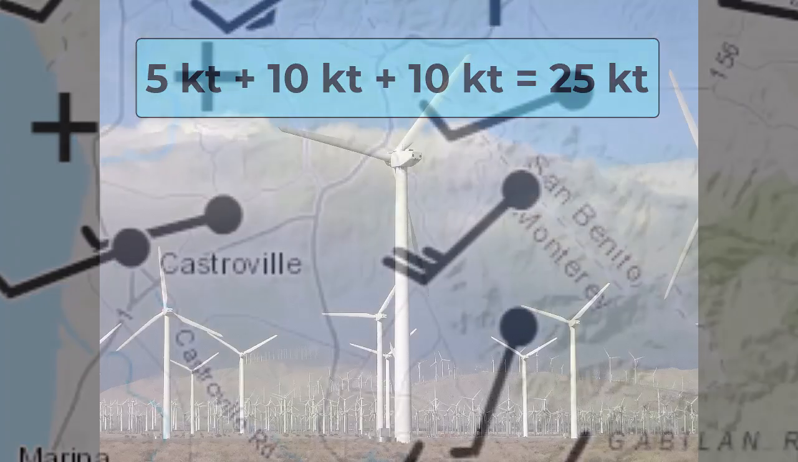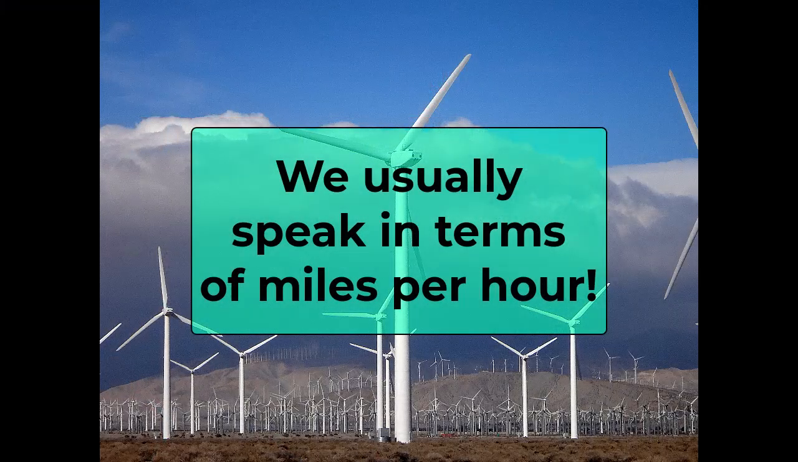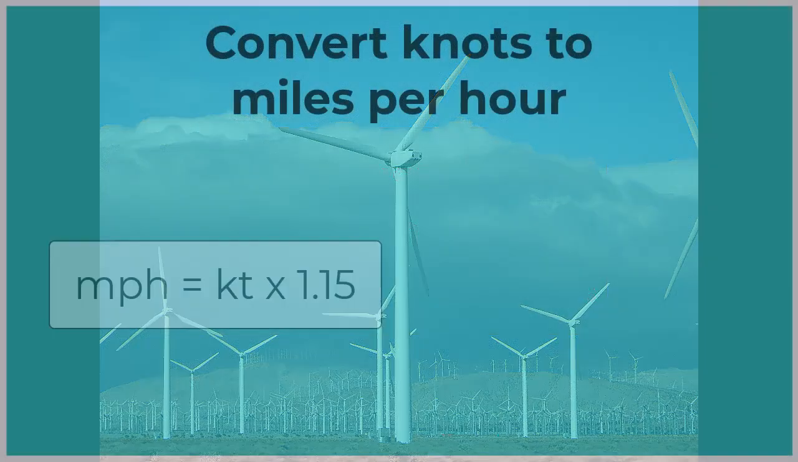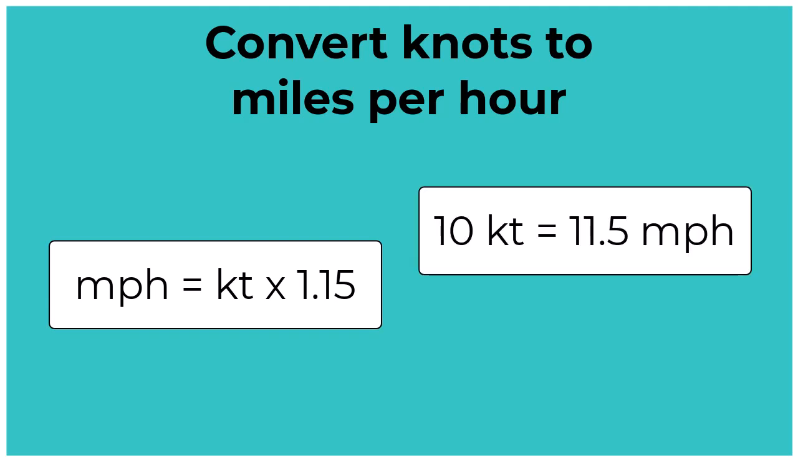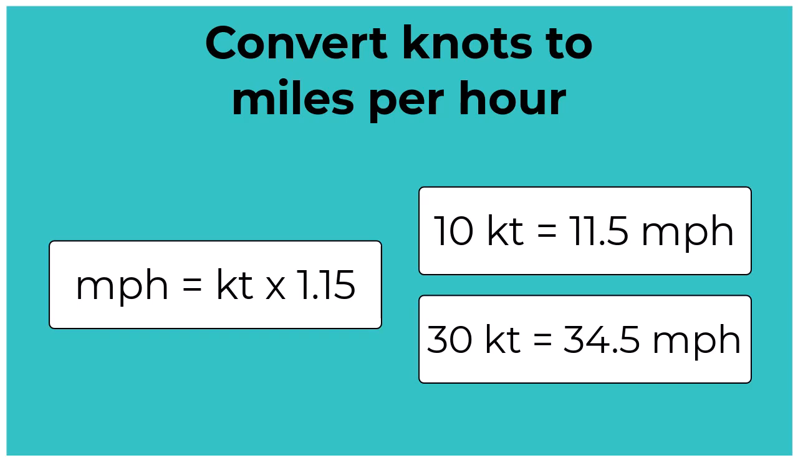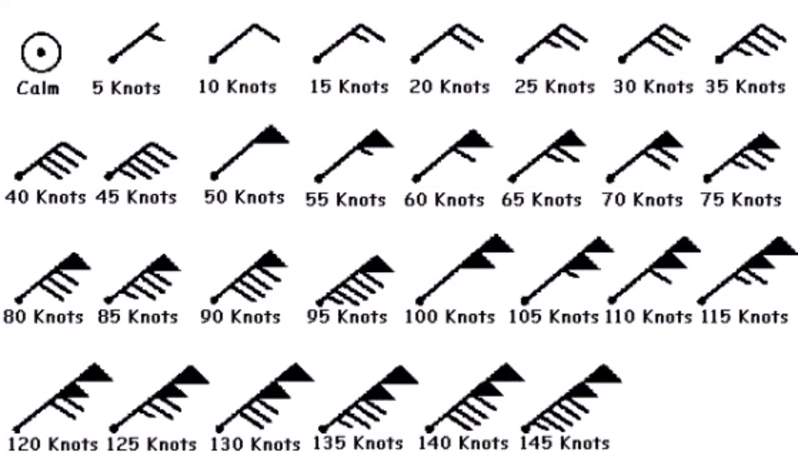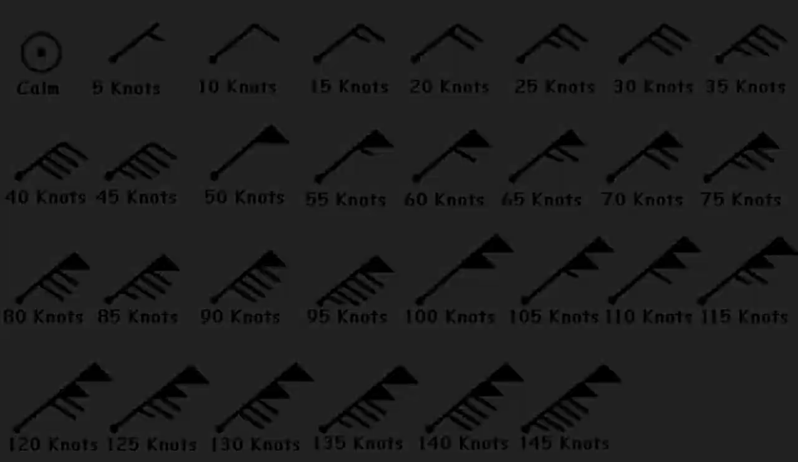25 knots. Since we usually speak about wind in terms of miles per hour, you can convert from knots by multiplying by 1.15. To provide an example, 10 knots is equal to 11.5 miles per hour, and 30 knots is 34.5 miles an hour. Check out this image that shows many different combinations of icons and what they represent, and feel free to pause the video to take a closer look.